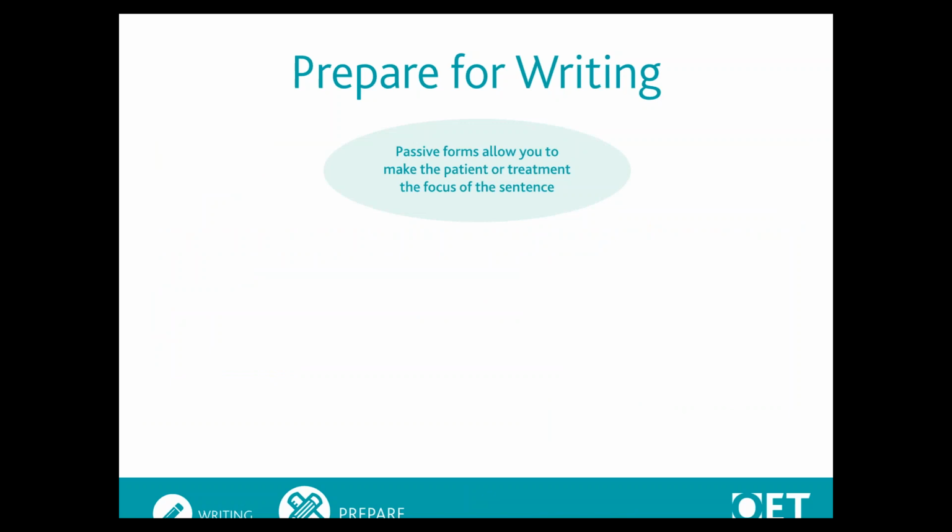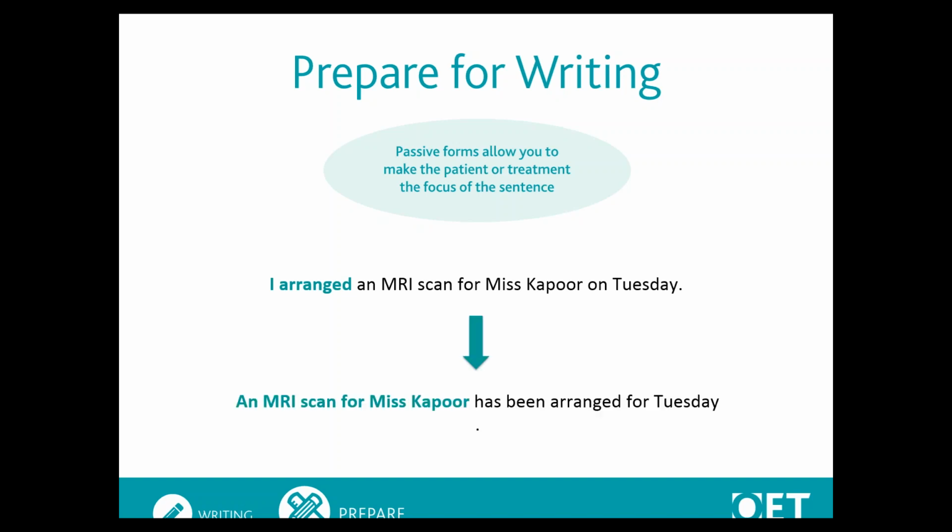Passive forms are appropriate for formal letters as they allow you to make the patient or treatment the focus of the sentence. In this example, the first sentence puts the writer at the start of the sentence, but it is not important who made the arrangements. The passive allows us to show the most important information by placing the treatment and the patient at the start of the sentence. Passive forms are something to use in your writing.